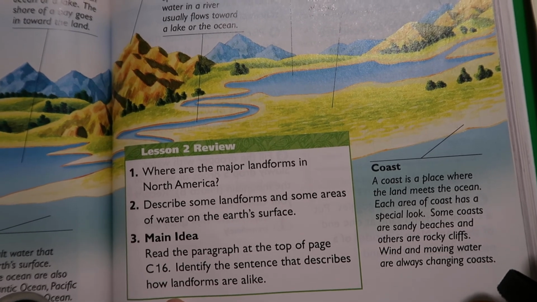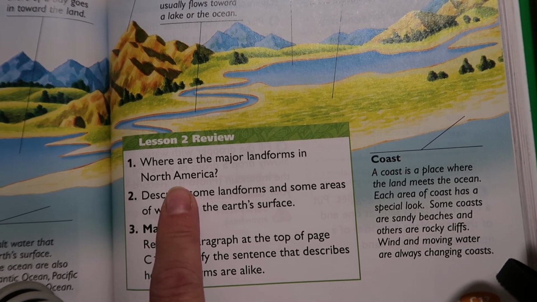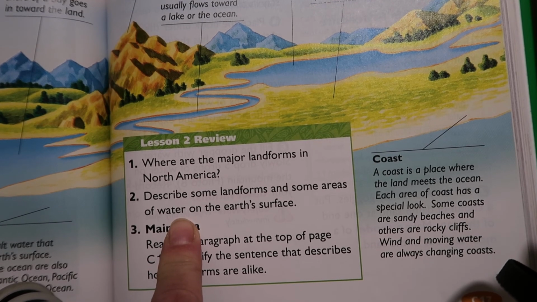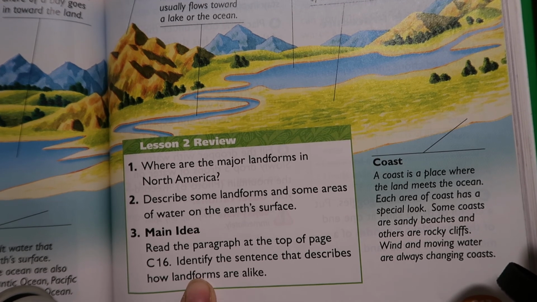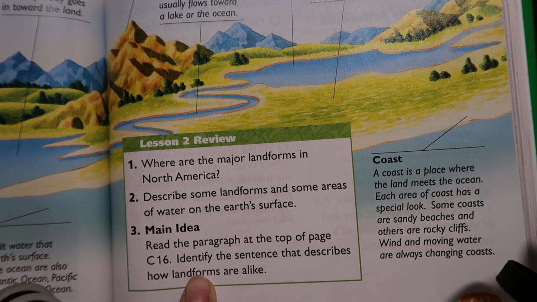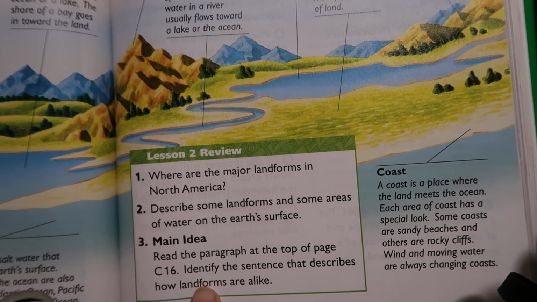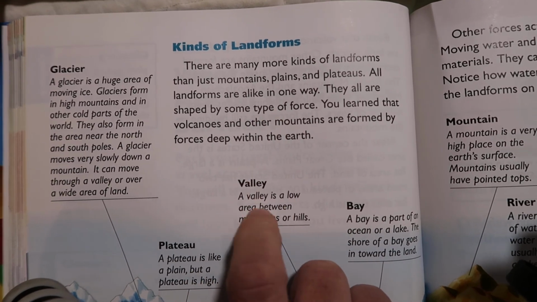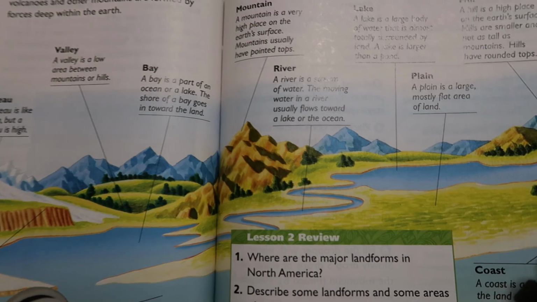So the questions you're going to be answering. Number 1, what are the major landforms in North America? Number 2, describe some landforms in some areas of water on the Earth's surface. And number 3, main idea. Read the paragraph at the top of page 16. Identify the sentence that describes how landforms are alike. So it's page 16, which is right here. Find the sentence that says how landforms are alike, okay? All right, and that's the end of lesson 2.